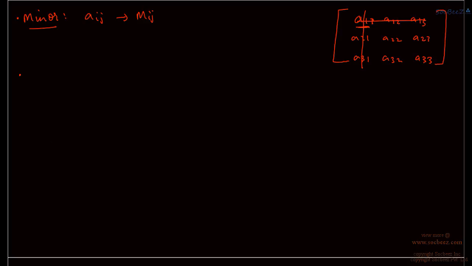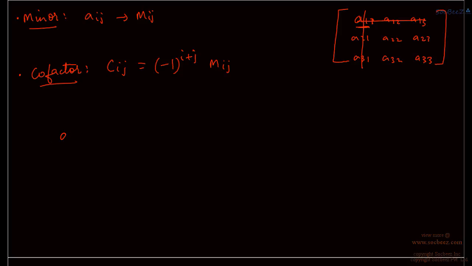Now, minor in itself is not that important. What is more important is the cofactor. For the same element Aij, the cofactor is written as Cij, which is minus 1 power i plus j into Mij. Now, what exactly is the importance of Cij here?